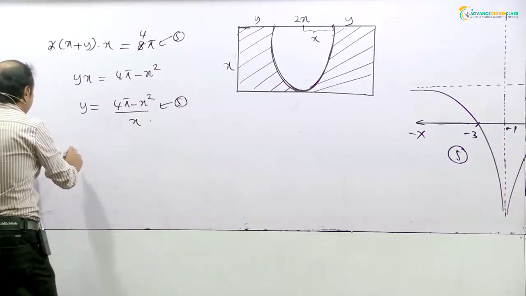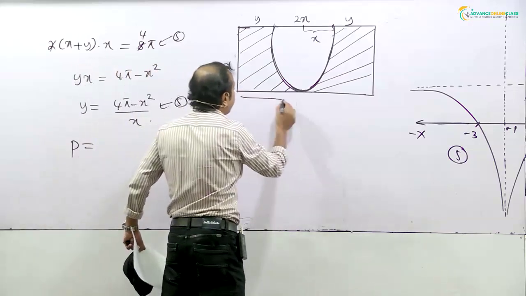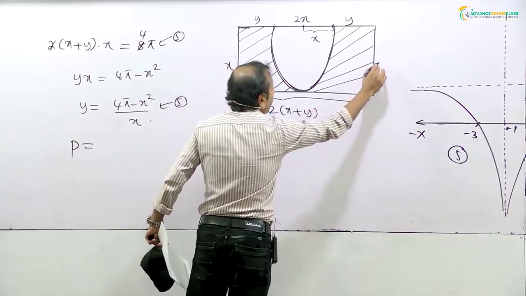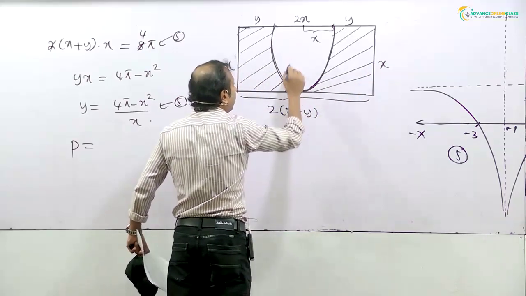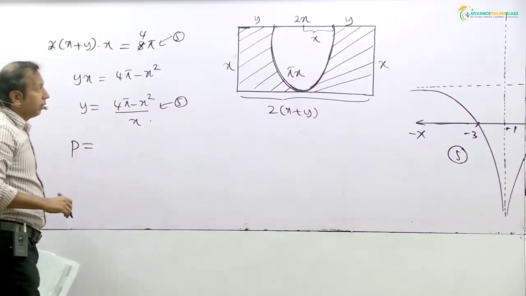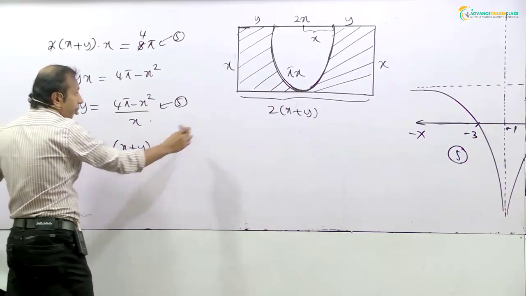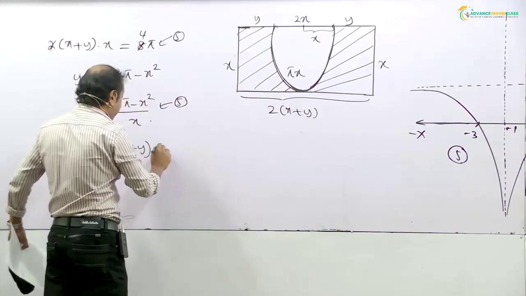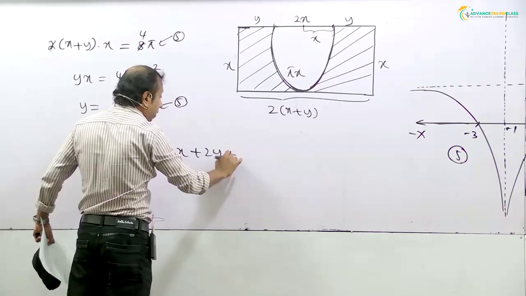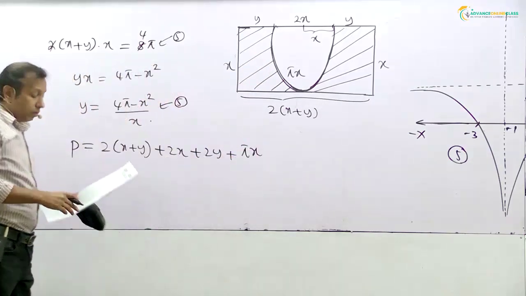So then, how can we write the perimeter? This is x. What is this? 2 times (x plus y). This is x. This thing is πx. Okay. What do you get there? 2 times (x plus y). This end is 2x. y and y, 2y. Plus what? πx. Correct, no?